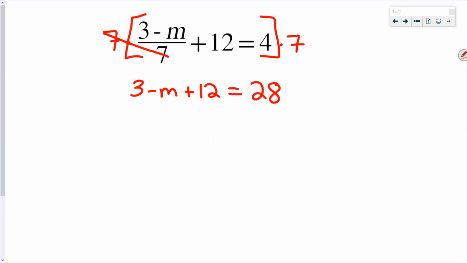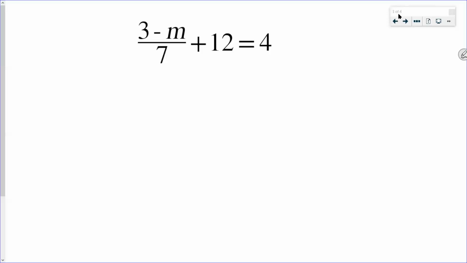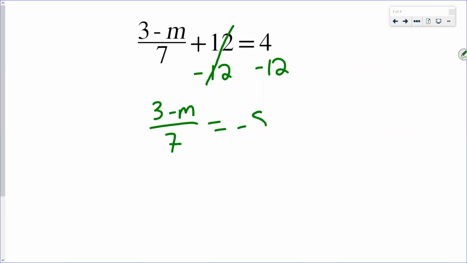I'm going to show you guys an easier path to solve this in a second. I knew I forgot a step. Good thing I wasn't recording. I think I'm back recording. Okay. So we're going to subtract 12. When you see a problem like this, and this is why I put this problem in here, you want to get rid of whatever's being added to the fraction first. So these 12s are going to go away, leaving us with 3 minus m all over 7 equals negative 8.